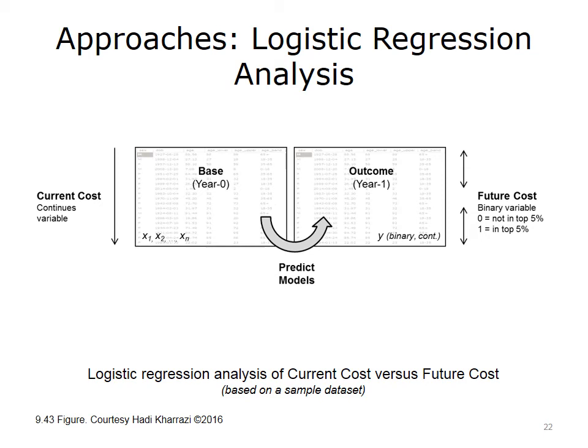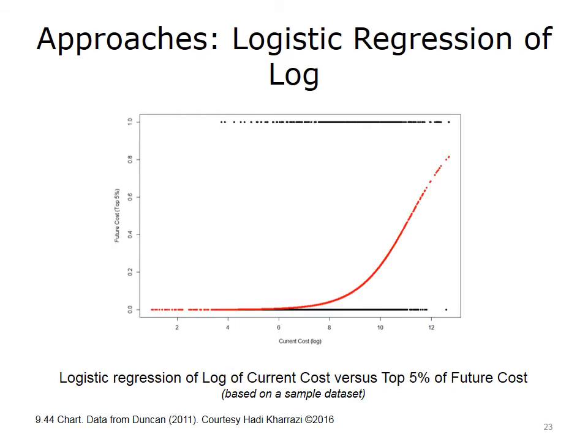Remember that the outcome variable is a binary variable. Thus, a logistic regression should be used to explore the effect of the current cost on future assignment of patients to the top 5% group. This scatterplot shows the relationship of current cost of a selected population against the grouped future cost of the same population. The grouping of the future cost is based on the top 5% threshold.